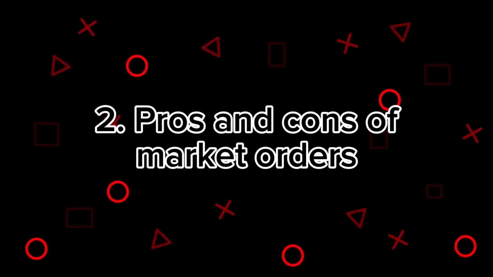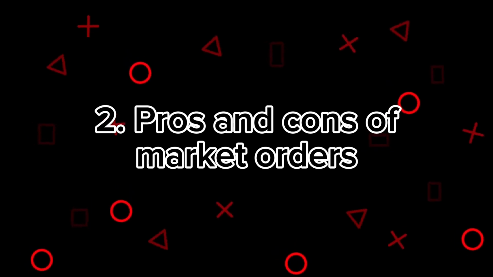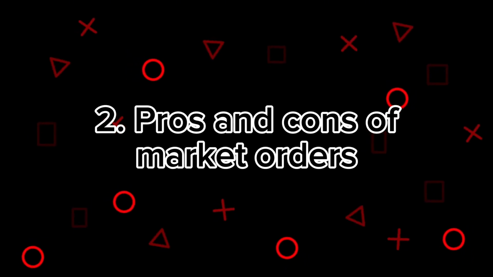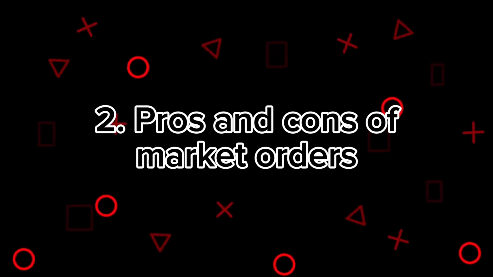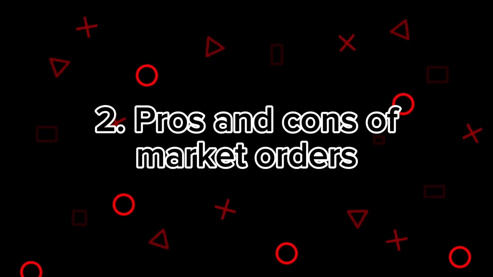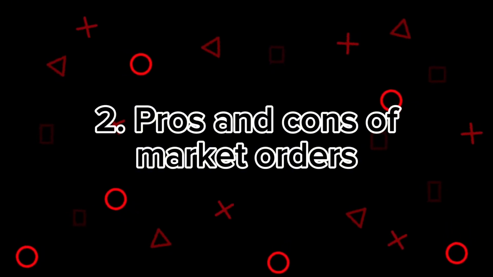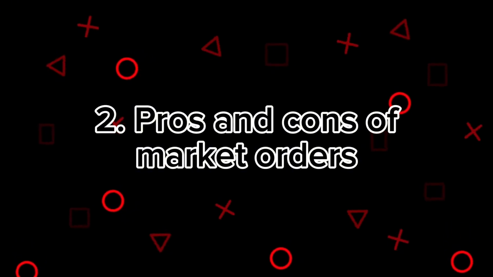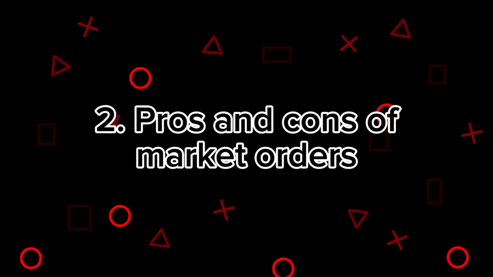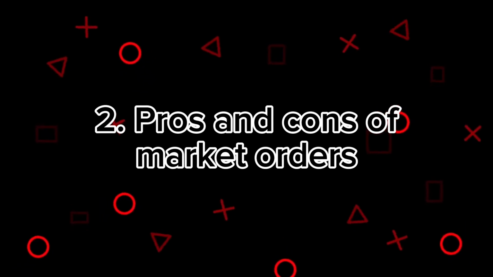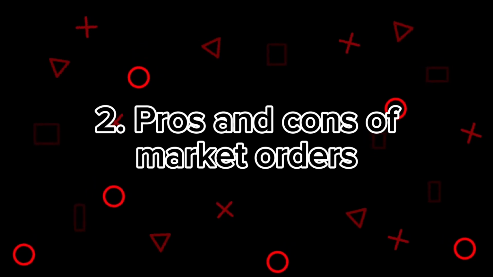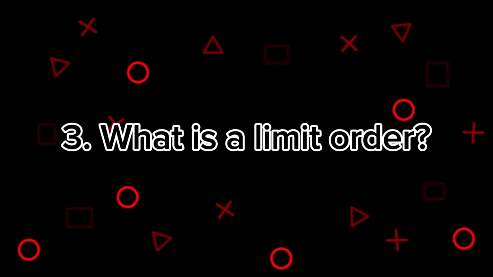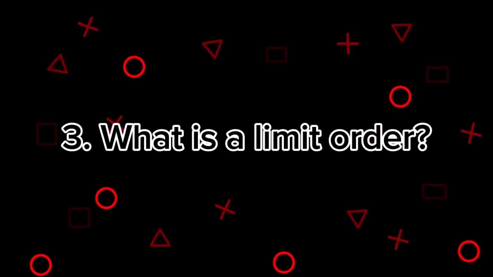However, there are pros and cons. The main advantage is speed, but the downside is that you may not get the exact price you want. Market orders can be affected by price slippage, especially in volatile markets. Now, let's talk about limit orders.